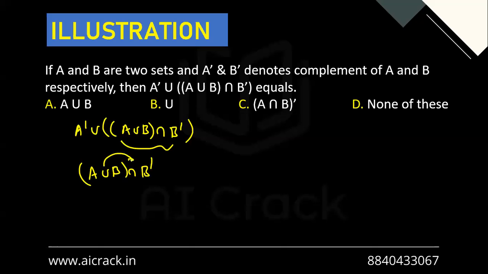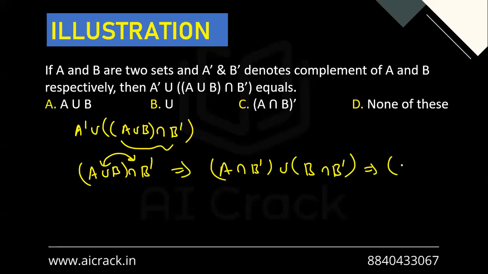We can see that these two operators are not the same, so we can apply the distributive property. This means A intersection B dash union B intersection B dash. What do we know? B intersection B dash is nothing but phi, because there is no common element between B and B dash. So this becomes A intersection B dash union phi. Doing a union of phi with any set, we get the set only, right? We saw it recently. So this is nothing but A intersection B dash.